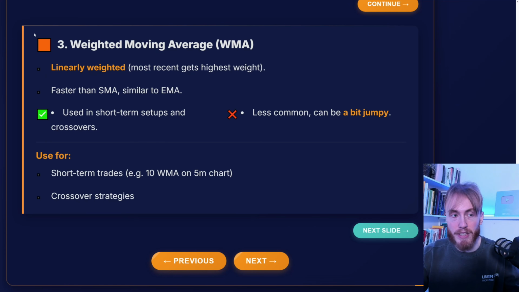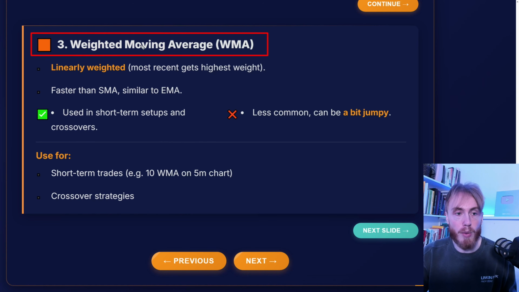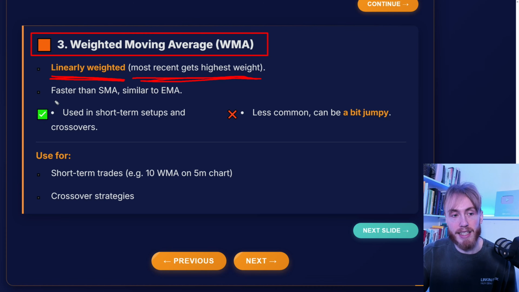Now, the next moving average I want to talk about is the weighted moving average, or WMA. This one is not as common, and I think one reason is because it's very similar to the EMA. So I don't want to spend too much time here, but this one is weighted. The most recent candles get the highest weight. And as I said, it's faster than the SMA and very similar to the EMA.